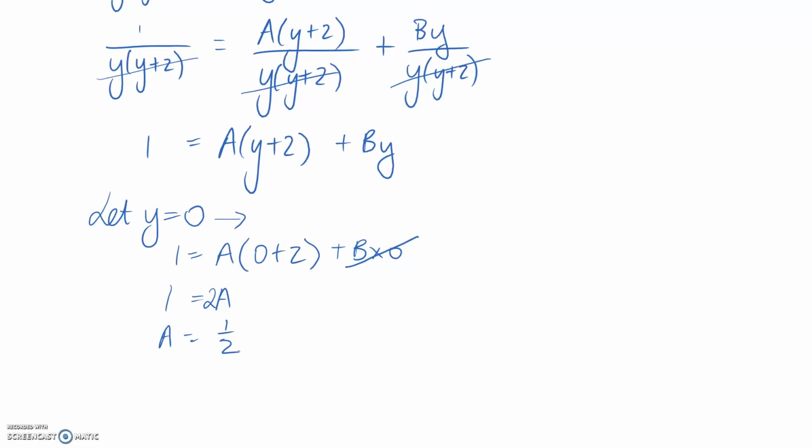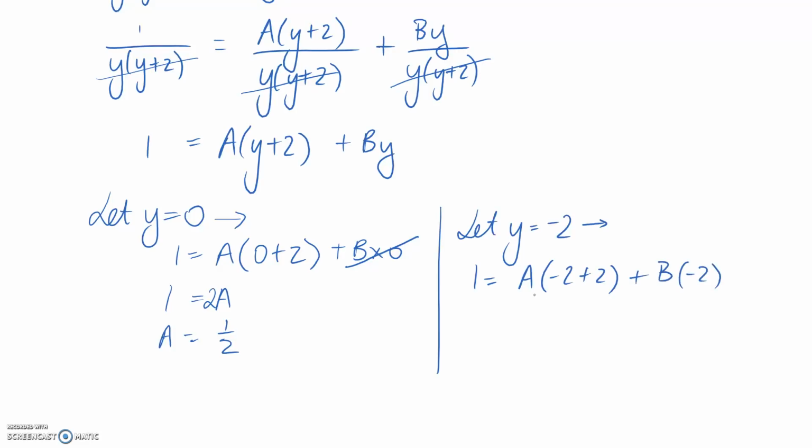Now we can go through and do the same process in order to get B out. We can pick another convenient value. If I pick y is equal to negative 2, this bracket is going to go away to 0. So 1 equals A(negative 2 plus 2) and B times negative 2. So that goes away. So 1 equals negative 2B, or B equals negative 1 on 2. Sorry, this is B. There we go.